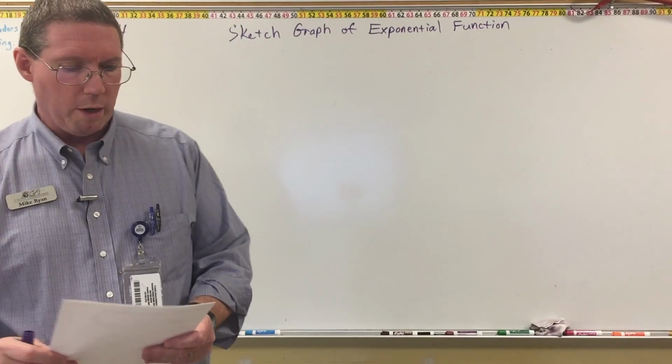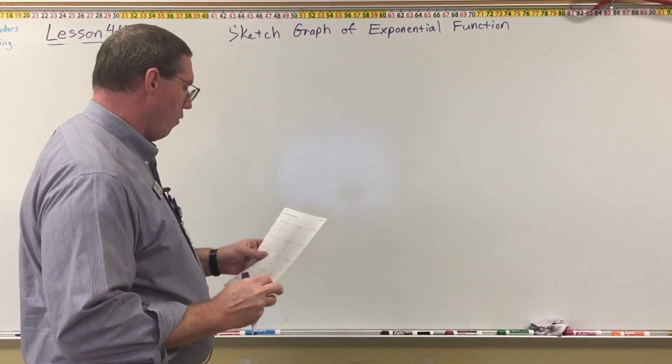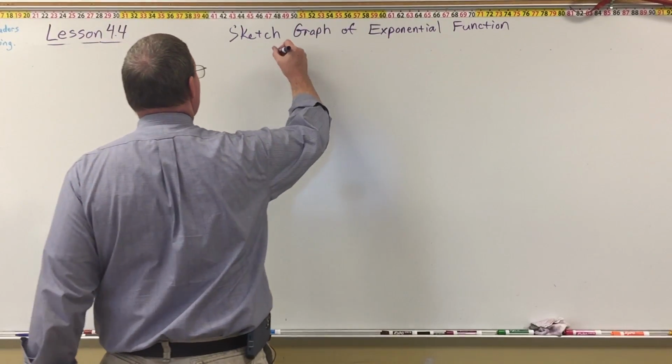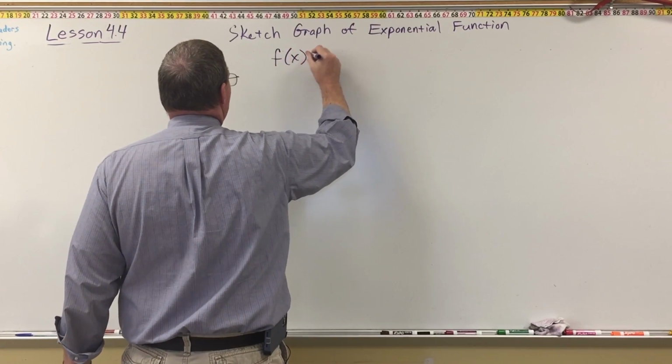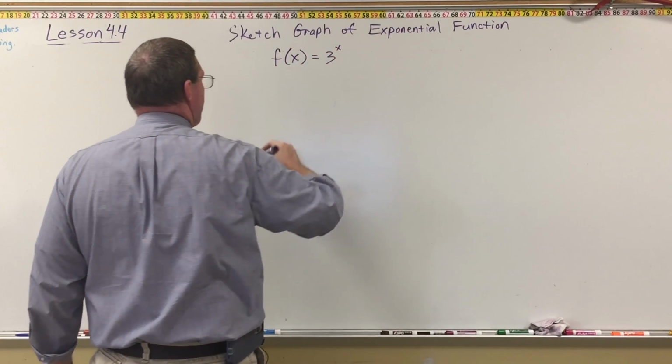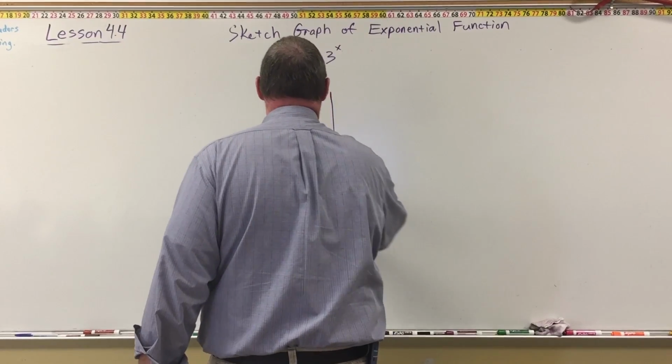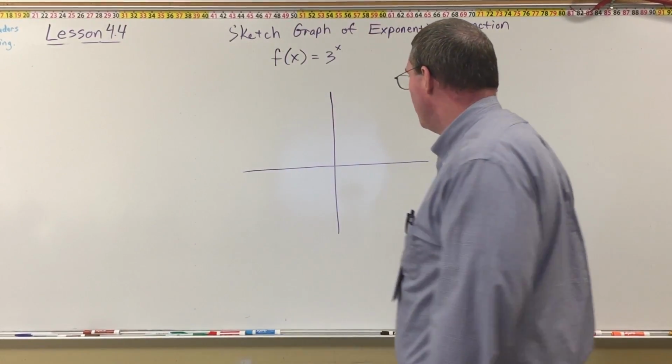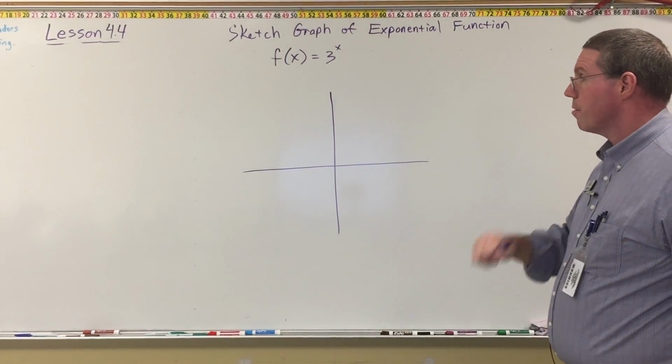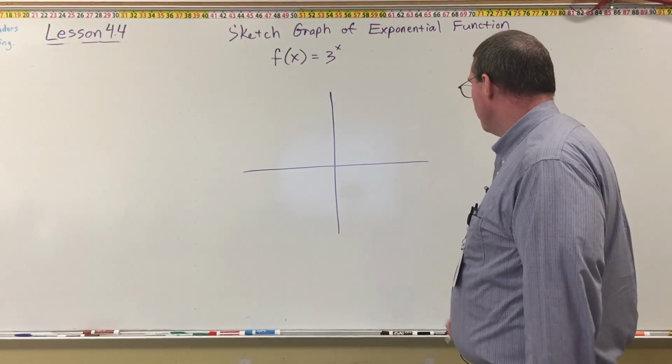So let's look at this worksheet that I gave you. Let's look at question number 1. It says, sketch a graph of 3 to the x power. Okay, so f of x is equal to 3 to the x power. I'm going to draw a coordinate plane, a rough coordinate plane. No grids, no labels.